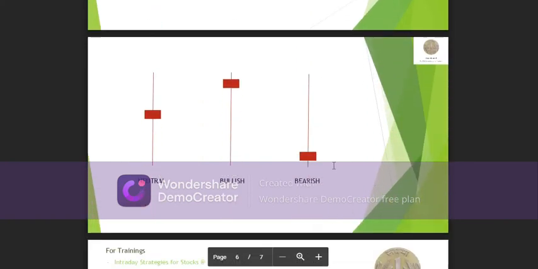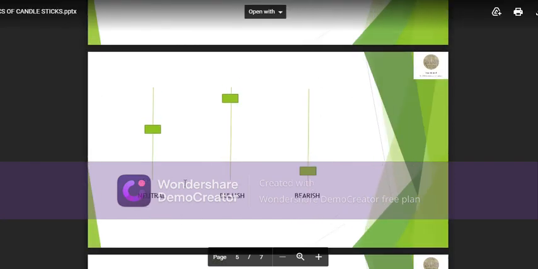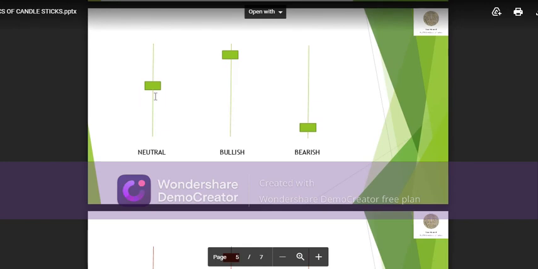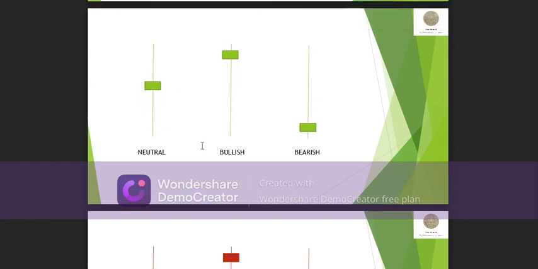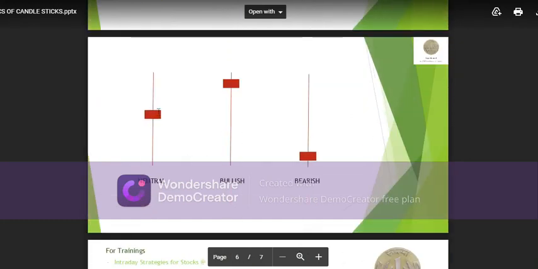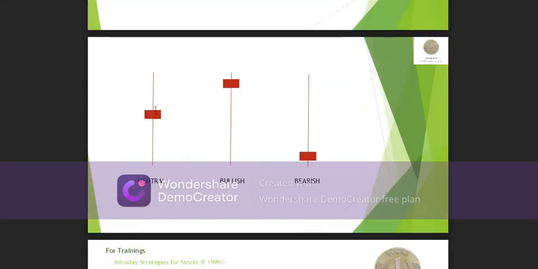Similarly, if you see these candlesticks, I mentioned green because here the closing price is much higher than the open price. Conversely, if you see a red candle, you have the open price on the top side and the close price on the bottom side. And here the sellers are more powerful.